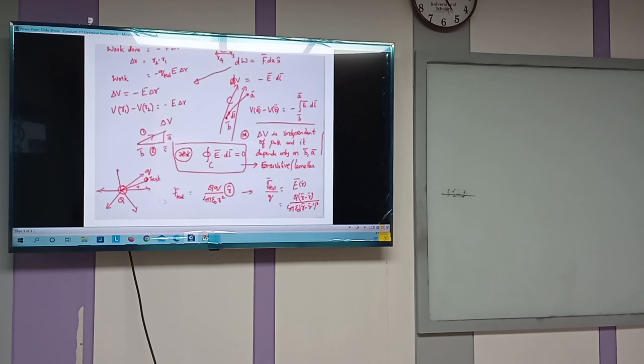So basically this was the force. If you divide this force by small q, you will get the electric field, okay? And this R is basically r bar minus r bar prime. So from here we can calculate the electric field of a point charge.